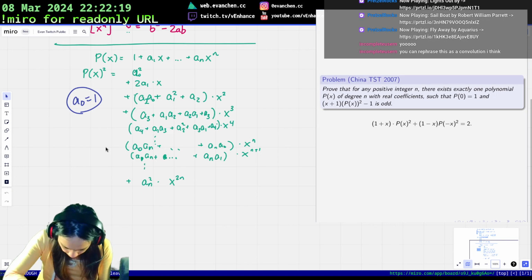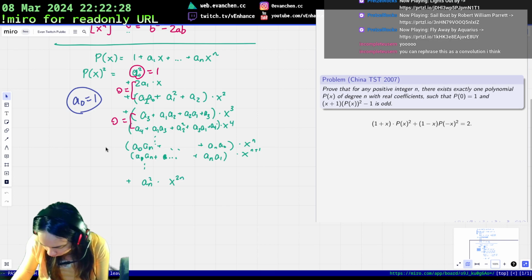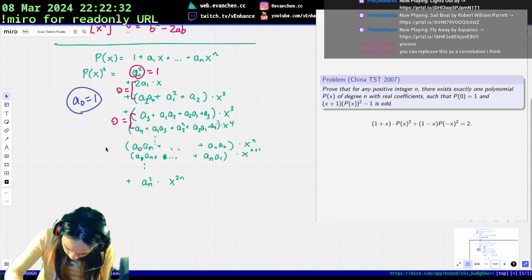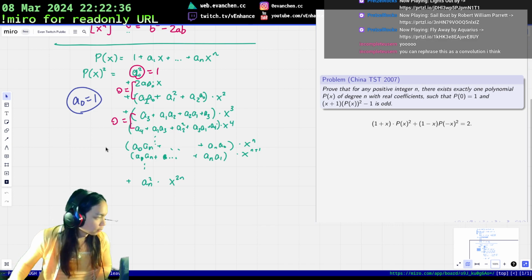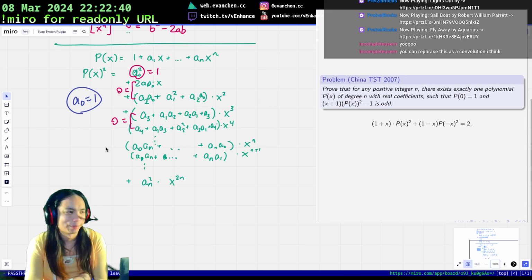Okay, and then the problem condition is saying that this coefficient is equal to 1, and then these two add to 0, these two add to 0, and so on, which is a condition. I guess that is the thing you can say. You can rephrase this as a convolution, I think. Yeah, something like that.